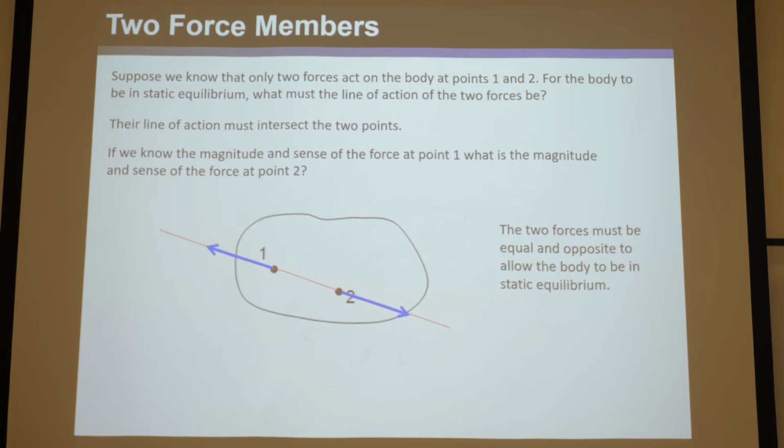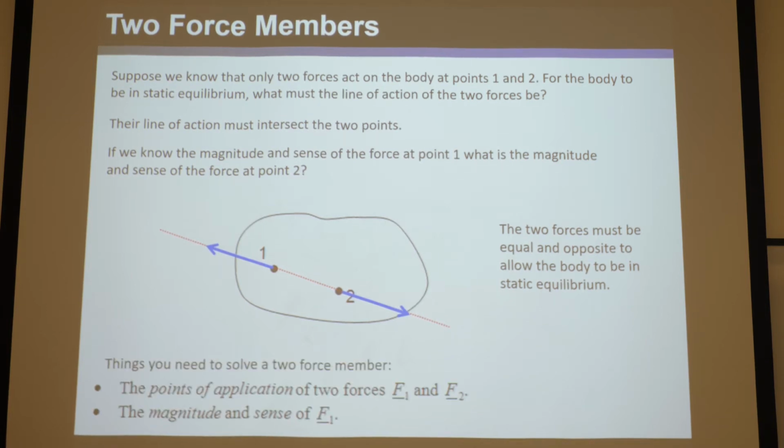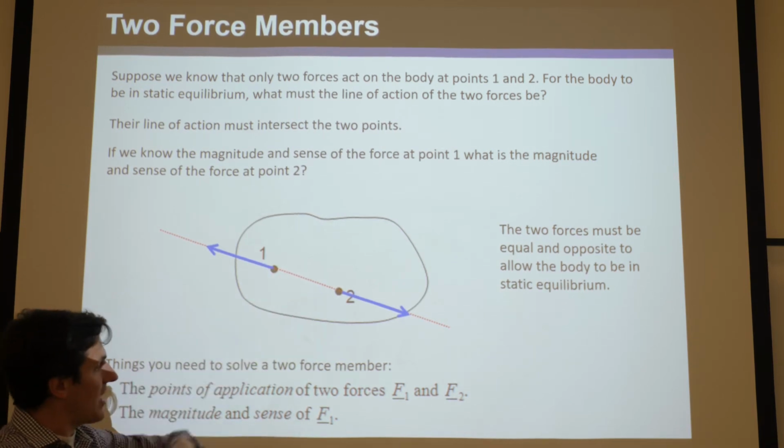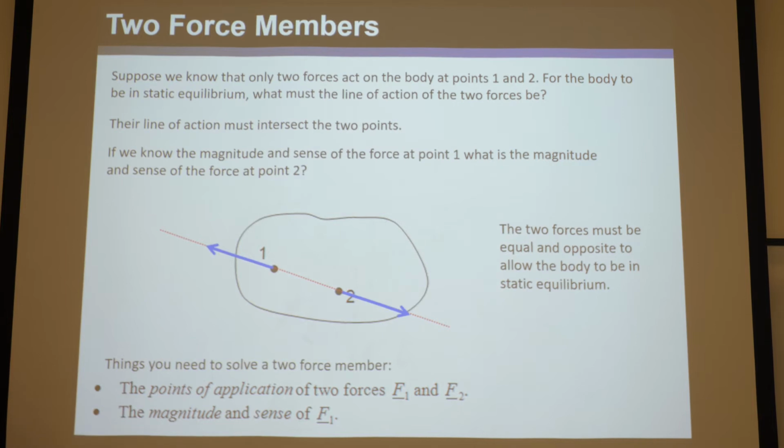Okay. So the two things you need to know for a two-force member is, you know, one that only two forces are acting on it, but really you need to know the 2 points of application, and then you need to know the magnitude and sense of F1. Or one of the forces, and then you can deduce the magnitude and sense of the other one. And of course, you know their line of action intersects them both, and they're equal and opposite. Okay, so nothing too complicated.